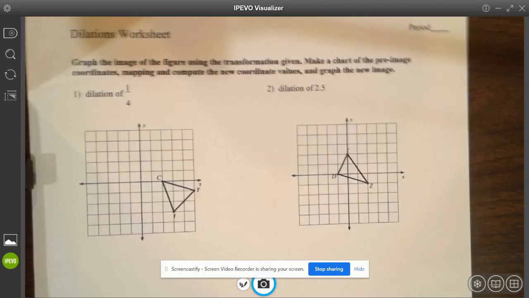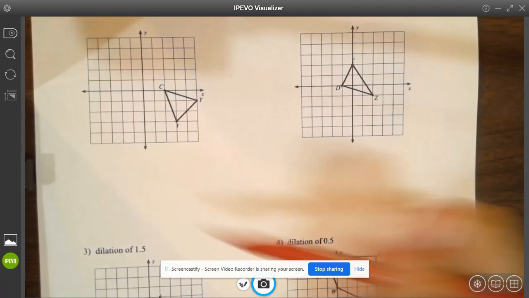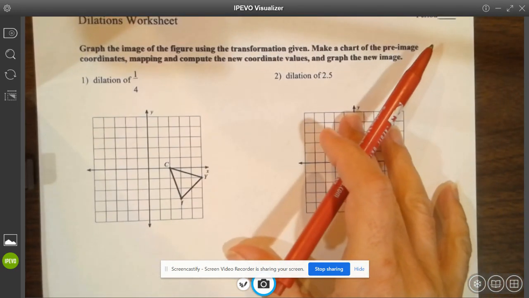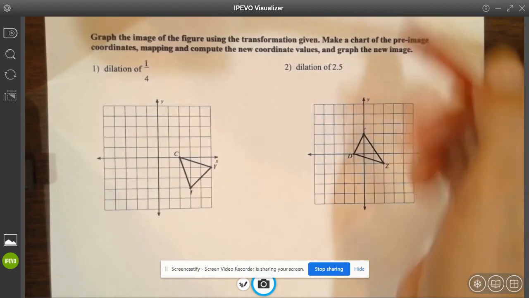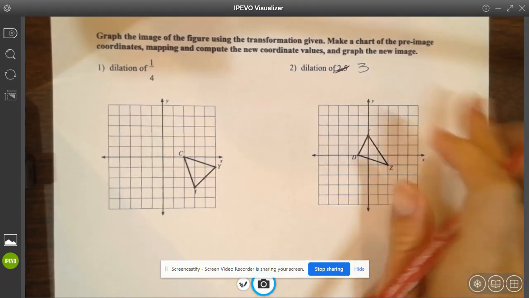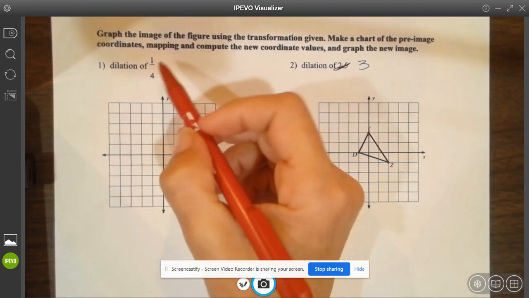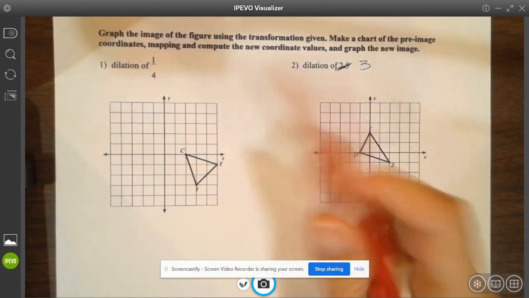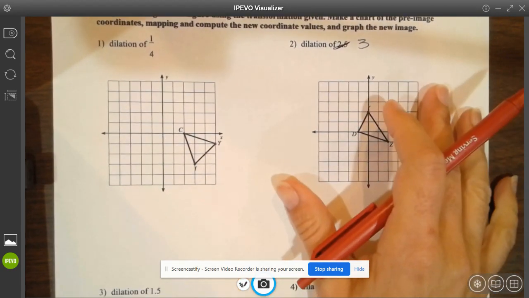Dilations are just multiplication. So in this case, I chose some with fractions and decimals, but you might just have a number. I'll change this one to 3, since that is a pretty common one that is used. This one, it's going to be a division, right? Because it's a fraction. So it's like a quarter of this, so you're going to be shrinking that thing.